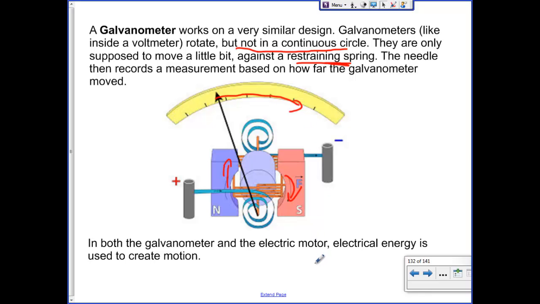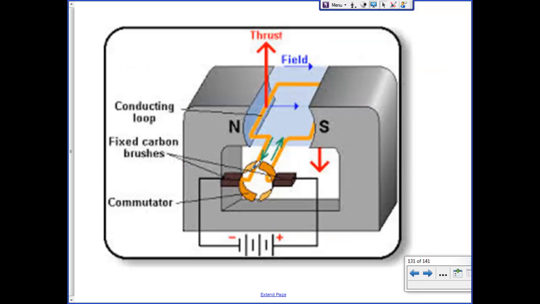Does that make sense? One of the big differences between a galvanometer and a motor is this whole split ring commutator thing is not necessary, because the point of that is to make it continually go around in circles, and we don't need this thing to go around in circles.